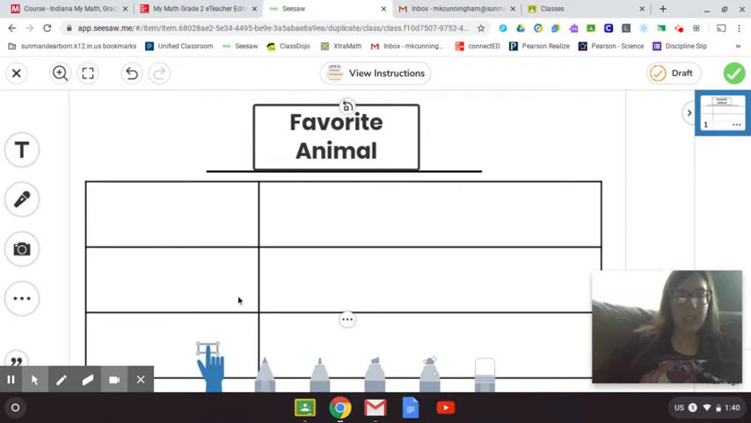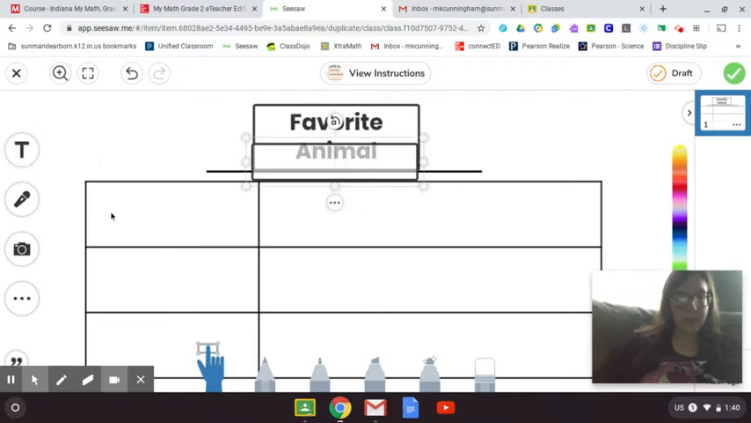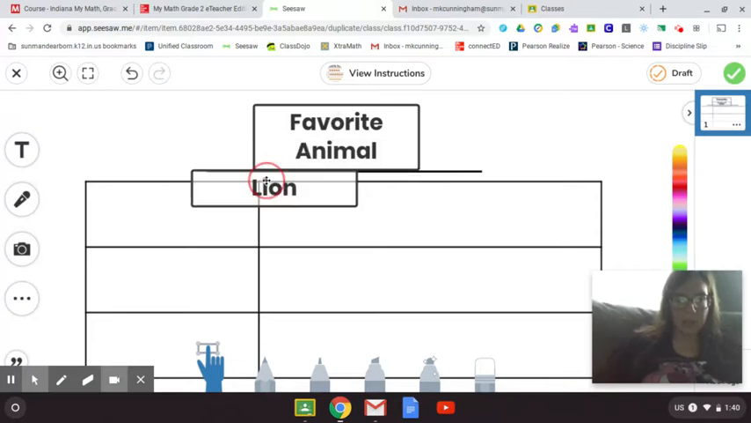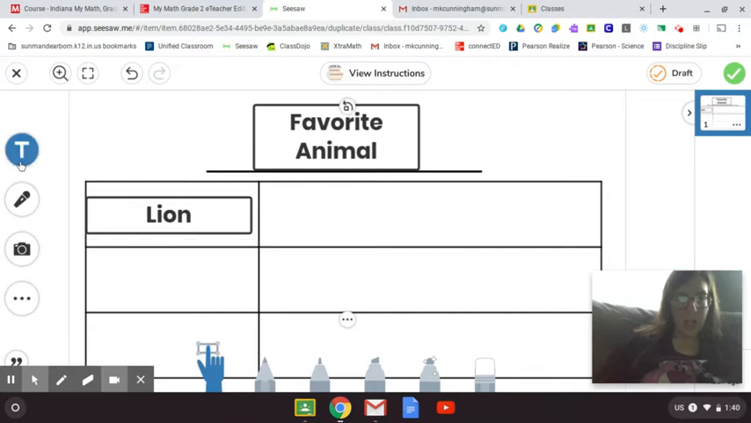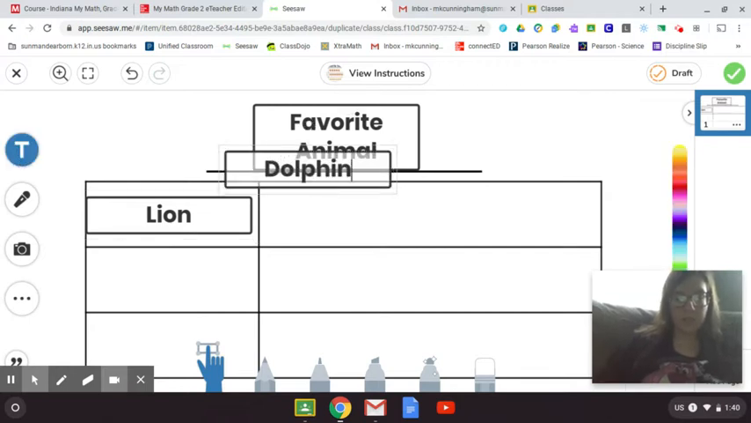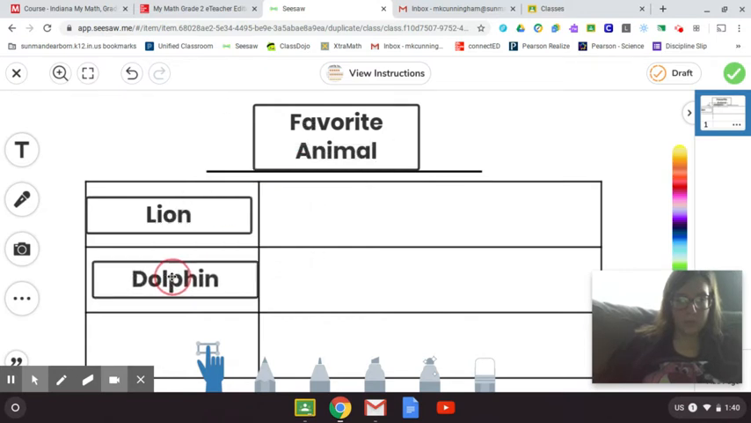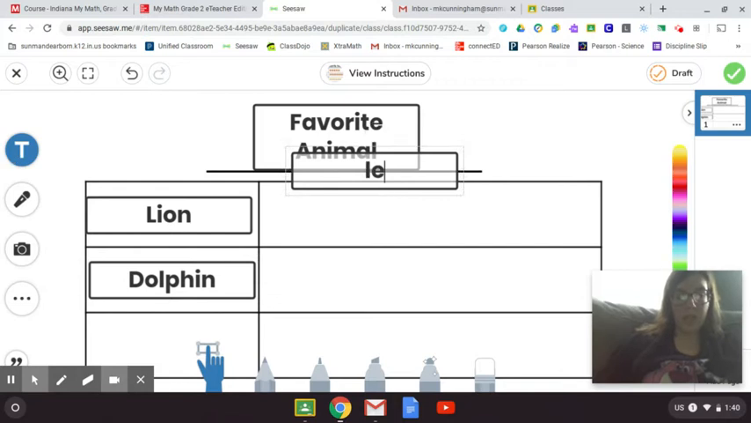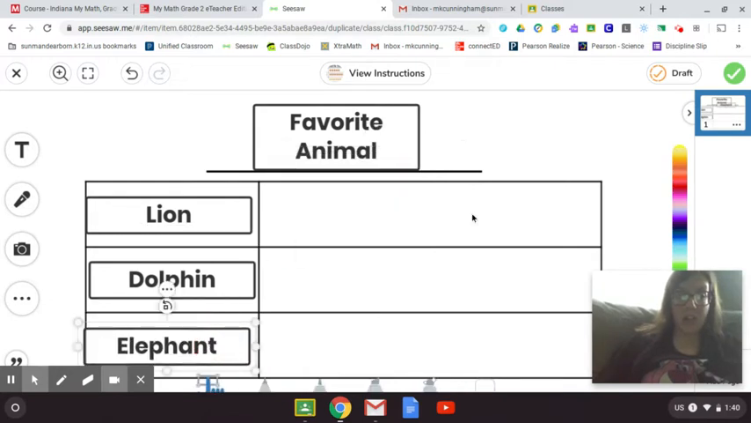And my animal choices are going to be lion, dolphin, and then elephant. Okay, so when I ask people, I'm not going to just say, what's your favorite animal? I'm going to say, do you like lion, a dolphin, or elephant better? And I'm going to survey them. What I would do is I would write it down on a piece of paper first and do tally marks for each one. Then you'll have your tally chart, just like we did on the worksheets.